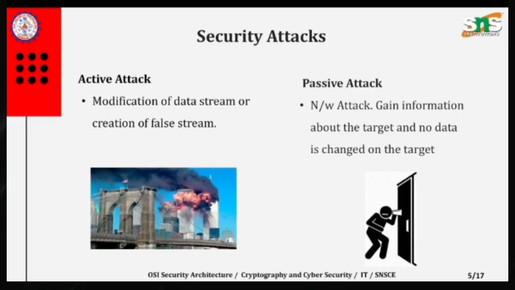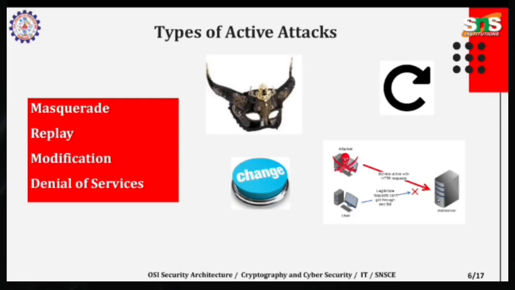First we are going to see what security attacks are. Here we are going to deal with two kinds of attacks called active attack and passive attack. Active attack means modification of the data stream or creation of a false stream by some other person. Passive attack means just gaining information about the target, and no data will be changed on the target. This is called passive attack. Types of active attacks: masquerade, replay, modification, denial of service.